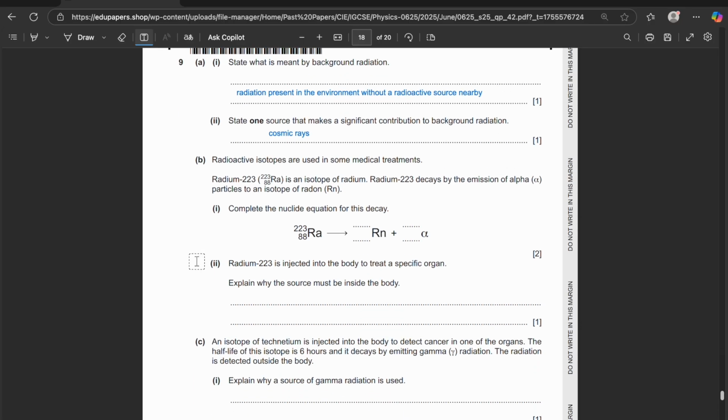B. Radioactive isotopes are used in some medical treatments. Radium-223 is an isotope of radium. Radium-223 decays by emission of an alpha particle to an isotope of radium. Complete the nuclear equation for this decay. So the alpha particle is 4, 2, you know that, 2 protons and 2 neutrons. And for the equation, it has to add up to this. So it will be 219, and this will be 86.